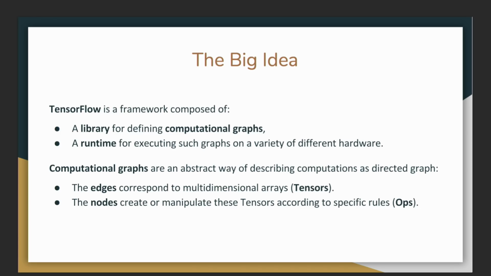Computational graphs, if you're not familiar with the concepts, are an abstract way of describing computation as directed graphs. And in these graphs, the edges correspond to data, to multidimensional arrays that flow through the different operations. And the nodes represent these operations, which either create these data, these arrays, and these tensors, or they manipulate them according to specific rules.